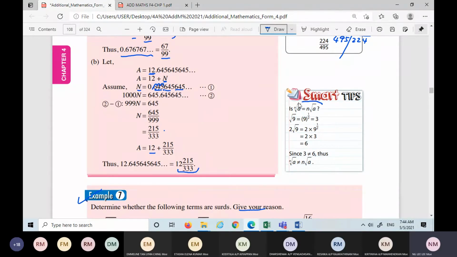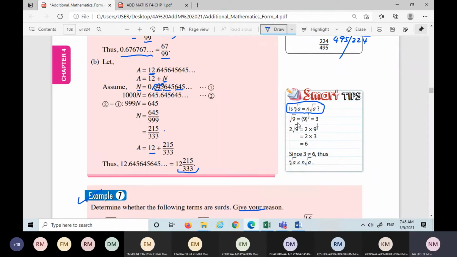The question is this. Maybe you can write it in your notes. How to read this? Surd A or the N is equal to N times the square root of A? They want to prove it by just substituting a number. Let's say A is 9. So square root of 9 you get 3.